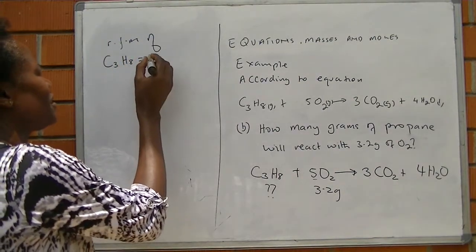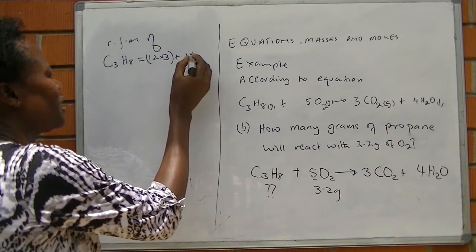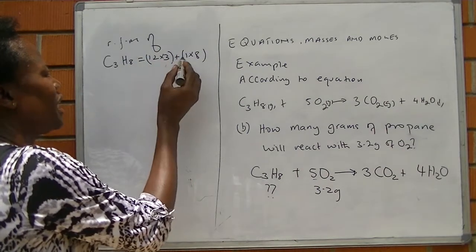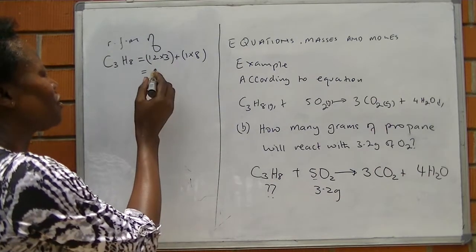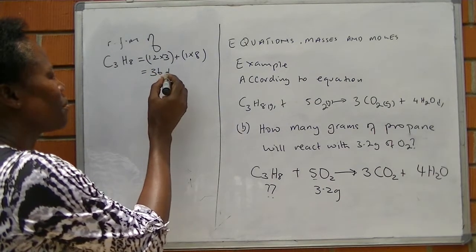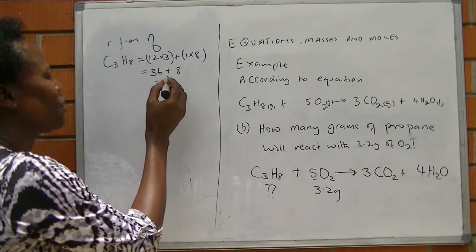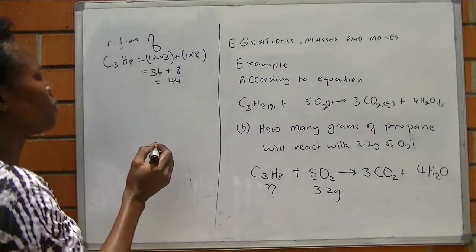This is the same as 12 times 3 plus 1 times 8. Remember, 12 is the atomic mass of carbon and 1 is the atomic mass of hydrogen. So 12 times 3 is 36 plus 1 times 8 is 8, which is equal to 44. That is the molecular mass of propane.